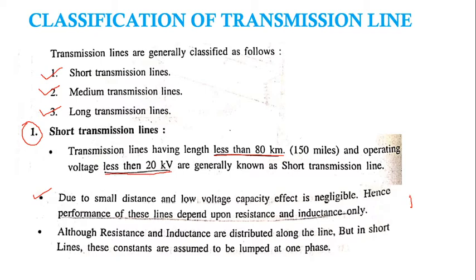So the parameters are going to be defined as R and L only. These are the lumped parameters, and we are going to neglect the capacitance of the short transmission line. Although resistance and inductance are distributed along the line, in a short line these constants are assumed to be lumped at a phase. So remember the term, we are going to neglect the capacitance effect in a short transmission line and only consider R and L, that is resistance and inductance.